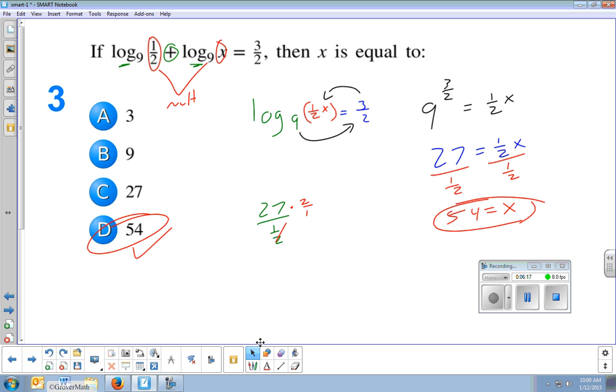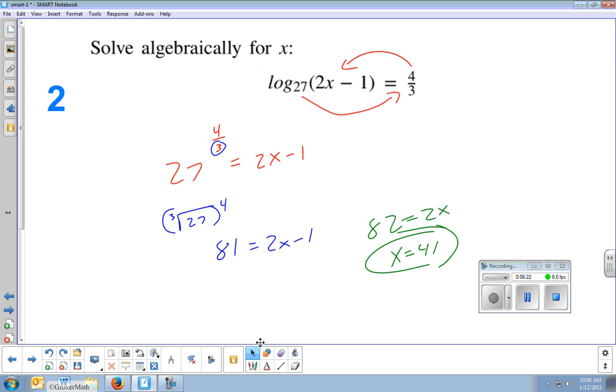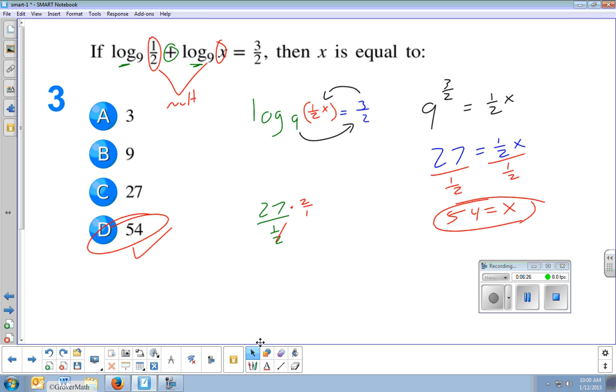Okay, so that's basically it for log equations. When it's a single log equals a number, just convert to exponential and solve. When it's multiple logs, you're going to have to use a little log properties to get a single log, which you can then convert to exponential and solve from there.